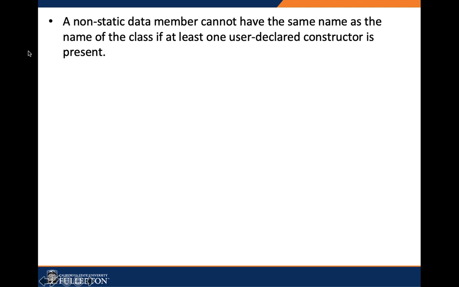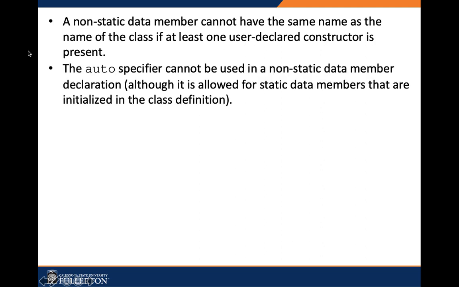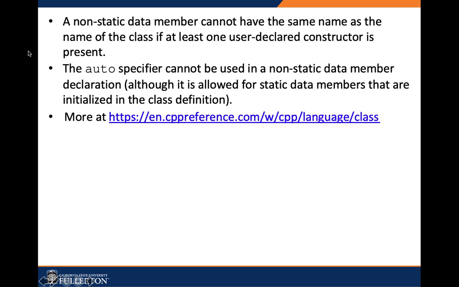A non-static data member cannot have the same name as the name of the class if at least one user-defined constructor is present. The auto specifier cannot be used in a non-static data member declaration. Although it is allowed for static data members, they are initialized in the class definition. You can read more at cppreference.com, and the link is provided.